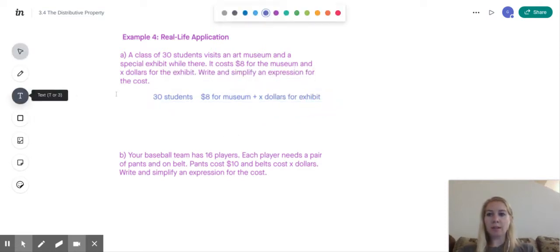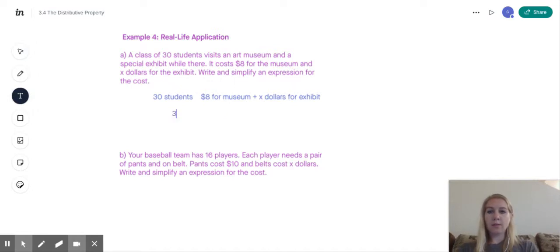So now let's set up an expression. So we have 30, and let's see, what operation goes between the 30 and $8? Well, let's write out the $8 and the X dollars here. So the 30 students are going to go to the museum and the exhibit, which is X dollars. Well, if they're going to go to both of these things, we're going to want to distribute the 30 students to both of the events, to both the museum and to the exhibit. So I'm going to put parentheses around the 8 plus X.